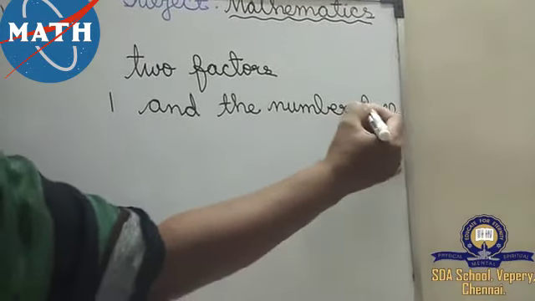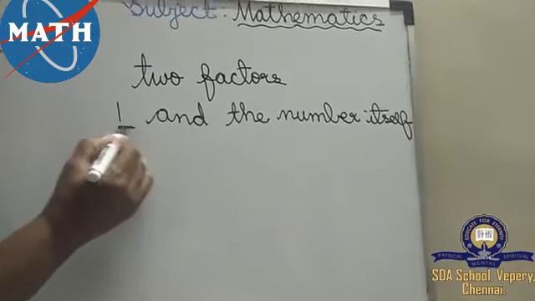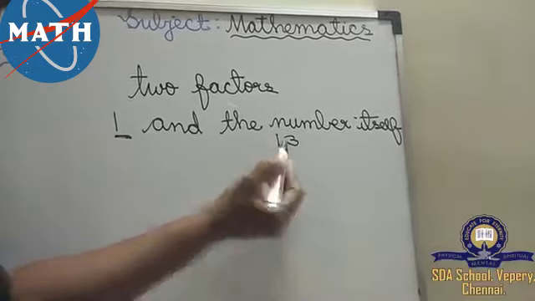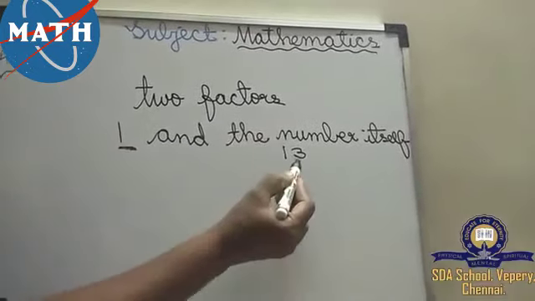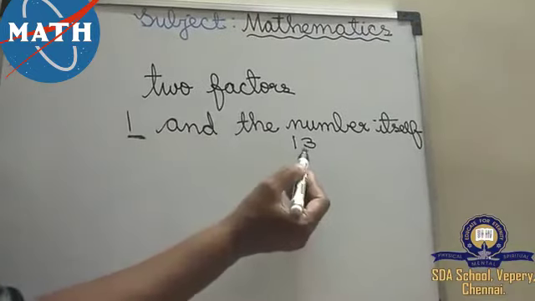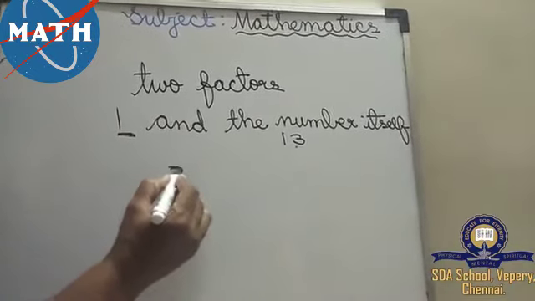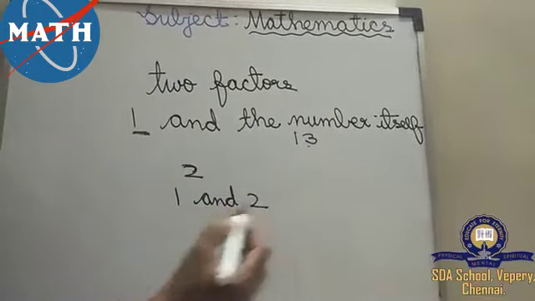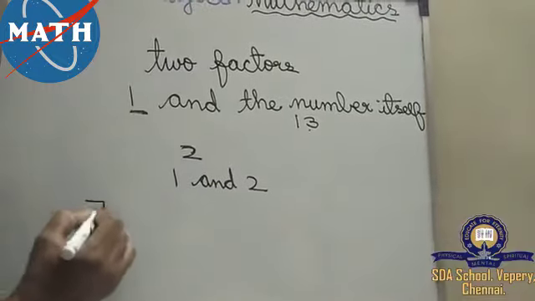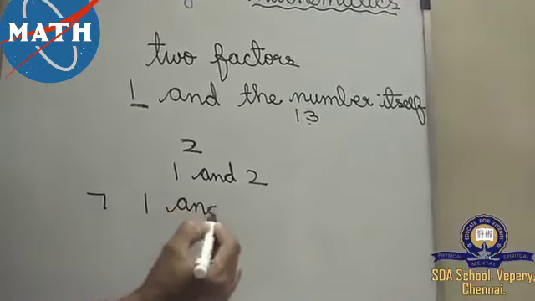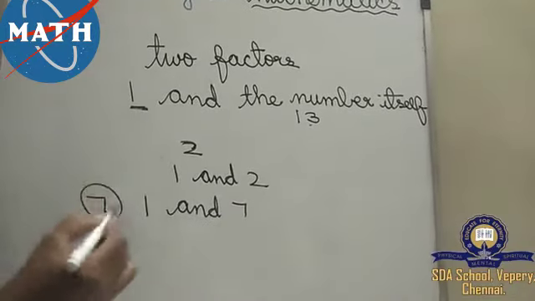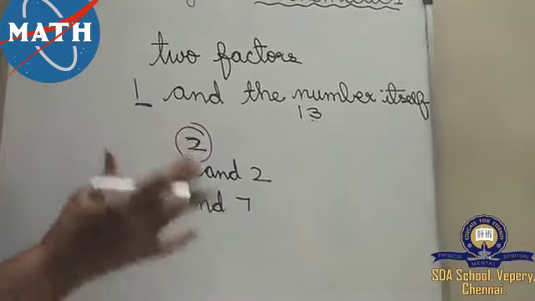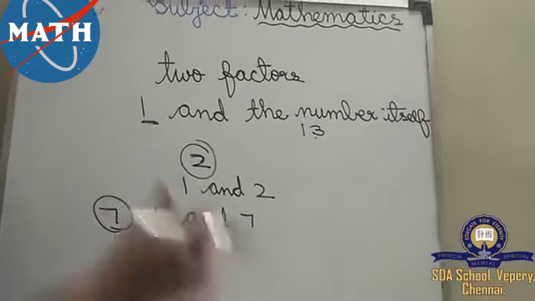See, it will be multiplied by 1 and the number itself. If you write 13, it is 1 and 13. Understood children? It only goes in the 1 table and the 13 table, only these two factors. For example, 2 will go in 1 and 2. Likewise the 7 table: 7 will go in 1 and 7. It doesn't go in any other table. Such numbers are called prime numbers.